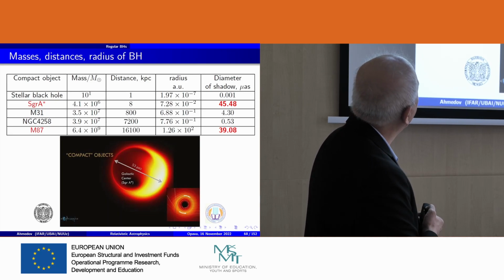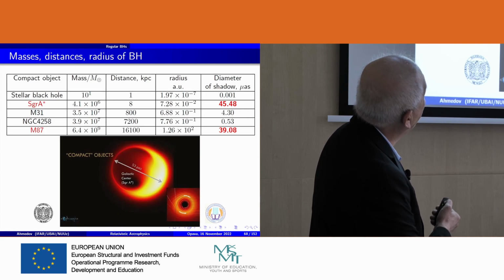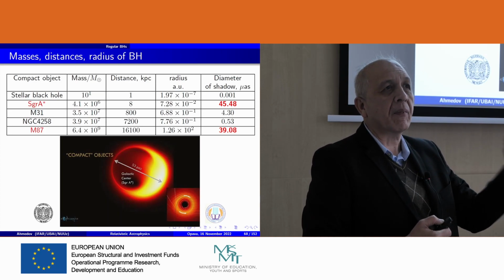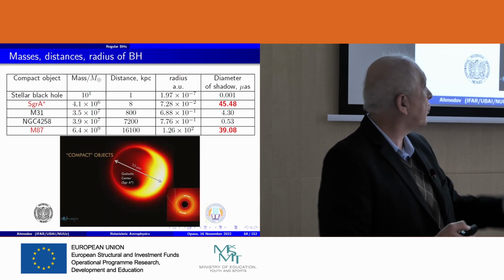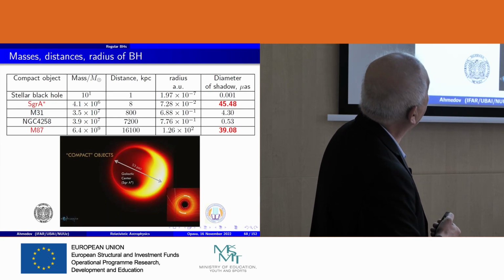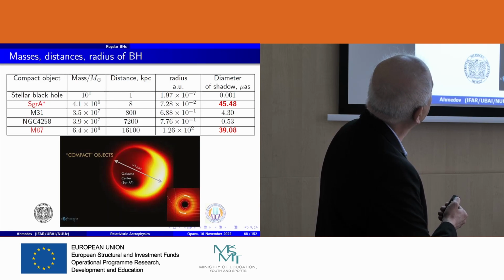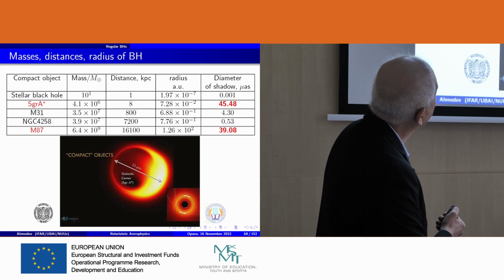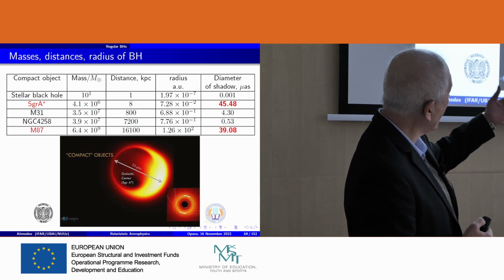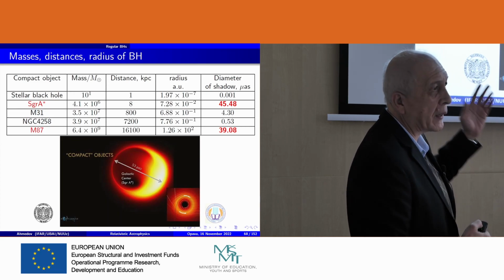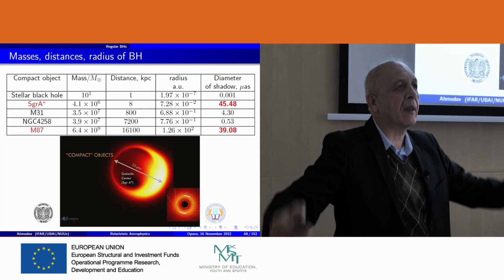So, this M87 is more massive. You see, it is 1,000 times heavier compared to the supermassive black hole in the center of our galaxy, in spite of being very far. The distance to ours is 8 kiloparsecs, yes, but M87 is much farther. But since it's mass, I say that in astrophysics, the most important thing is the mass.